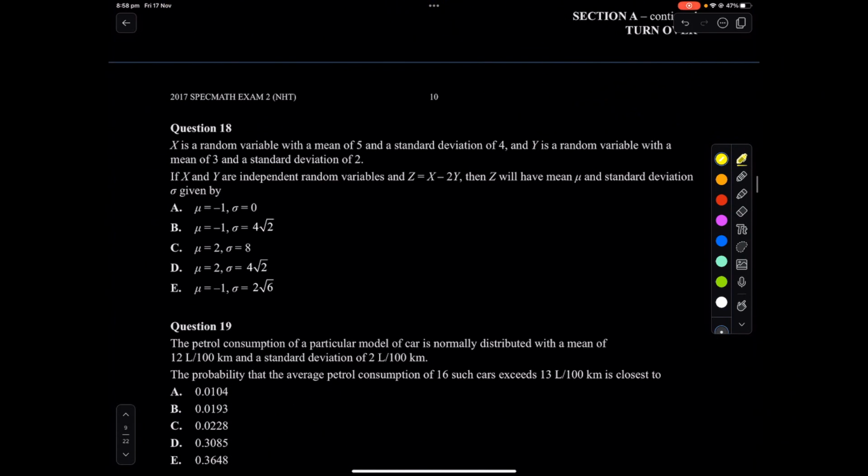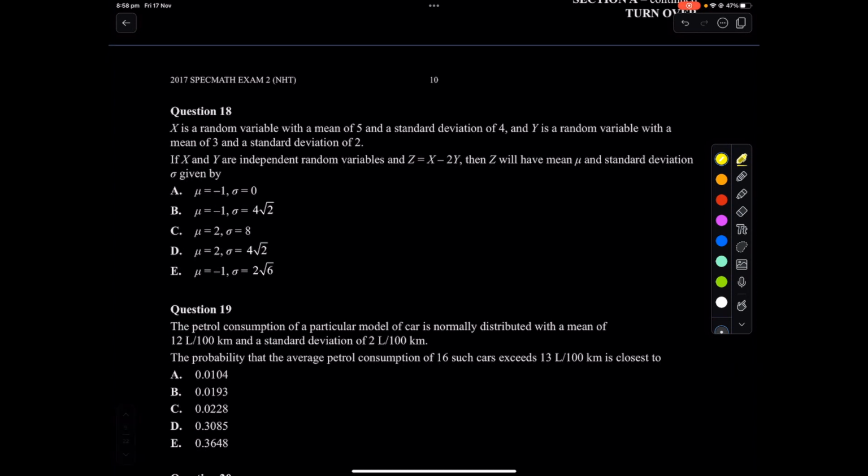Question 18. Let X be a random variable with a mean of this and a standard deviation of 4. Let Y be a random variable with a mean of this and a standard deviation of 2. If X and Y are independent random variables and Z is this, Z will have a mean and a standard deviation of what? A nice typical question.